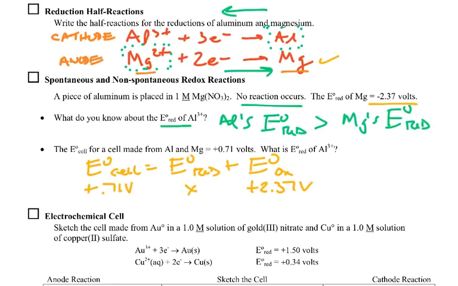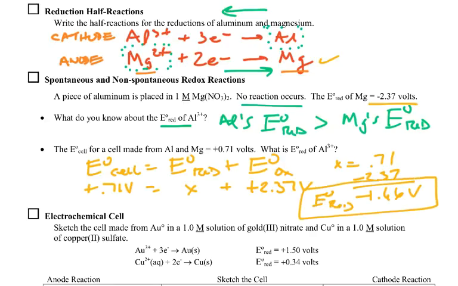So I'm going to figure out what the reduction potential of aluminum is. Now it's just a math question. So positive 0.71 equals X plus 2.37. That means that X is going to have to be negative, and I can just solve for X. X equals 0.71 minus 2.37, and that comes out to negative 1.66 volts. And so that's my reduction potential for aluminum, negative 1.66 volts.